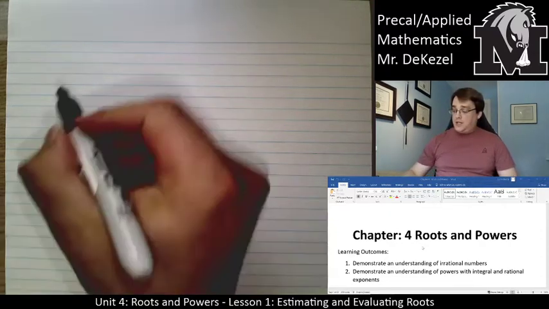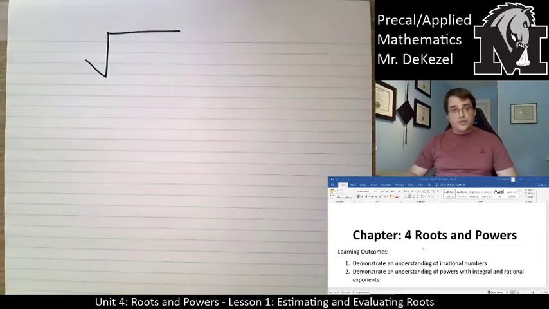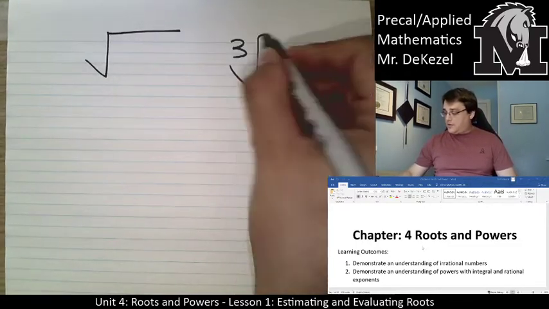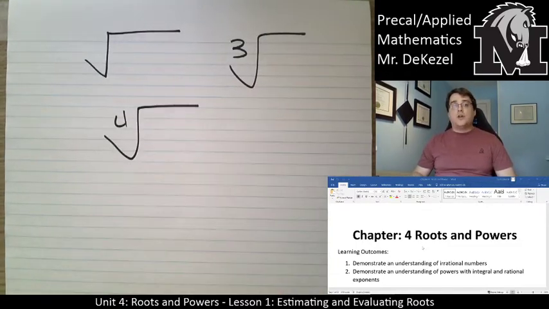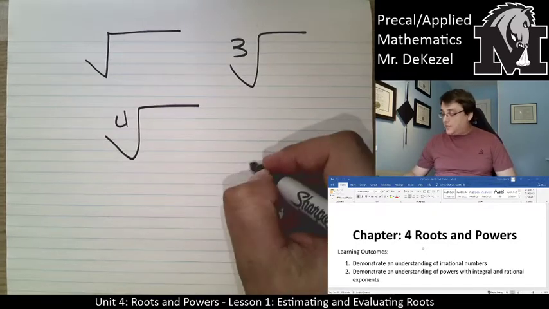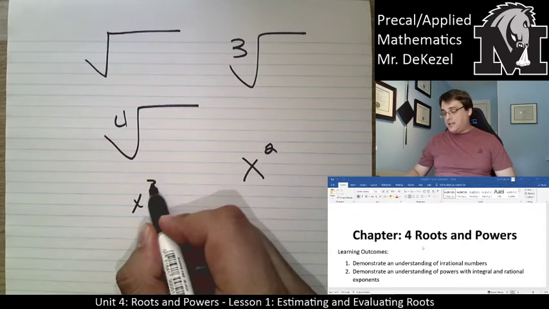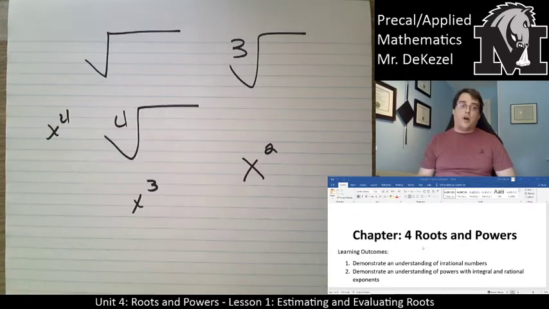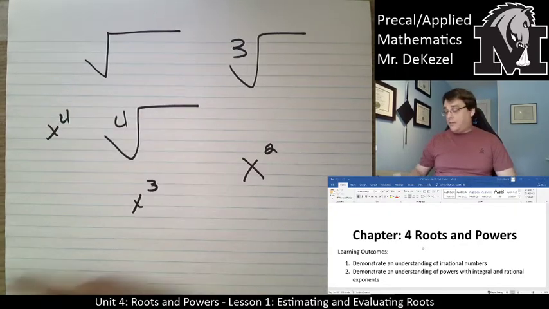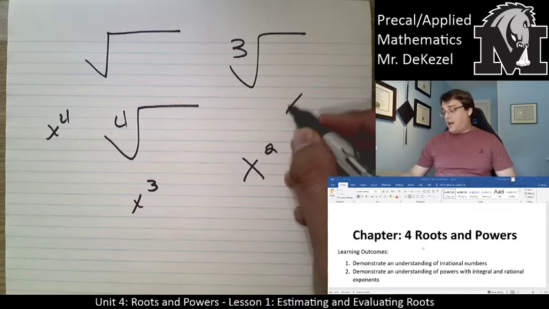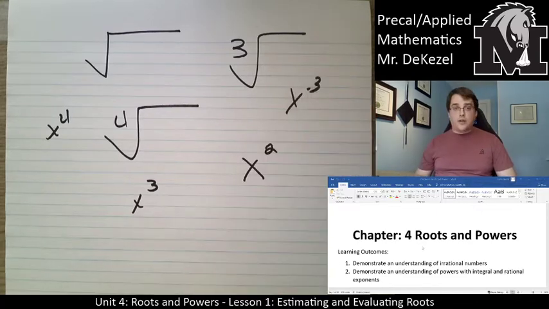So this one is all about roots, could be cube roots, could be fourth roots, and powers, which if we're talking about x, that would be x squared, x cubed, x to the power of 4. We're also going to talk about when they're negative. If we've got x to the power of negative 3, what are we going to do? That's what this unit is all about. It's all about roots and powers.